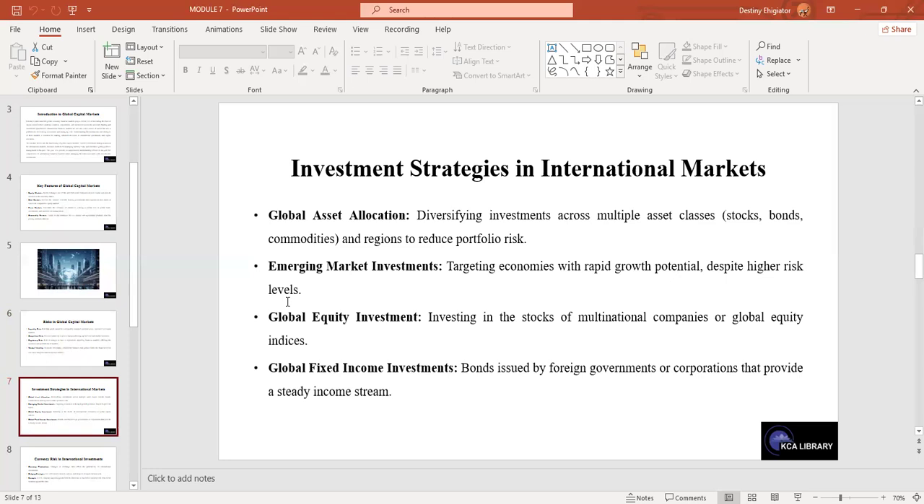Then we have emerging markets investments. This is targeting economies with rapid growth potential despite higher risk levels. Then we have global equity investments. This is investing in the stocks of multinational companies or global equity indices. Then we have global fixed income investments. These are bonds issued by foreign governments or corporations that provide a steady income stream.